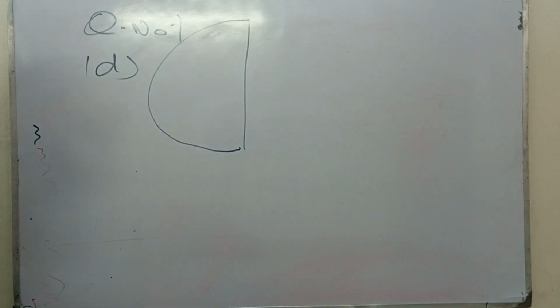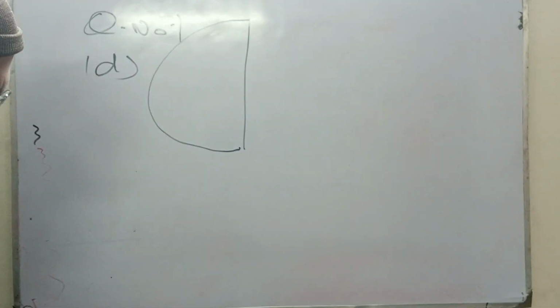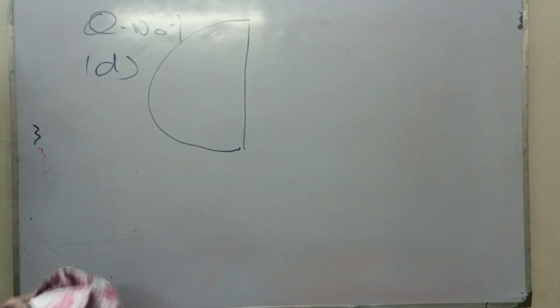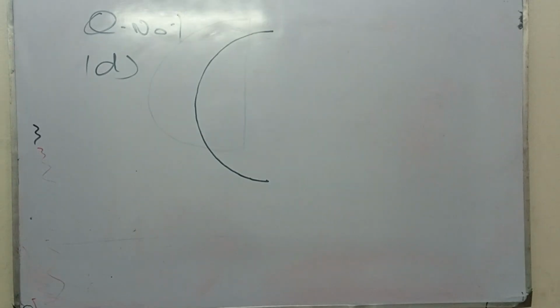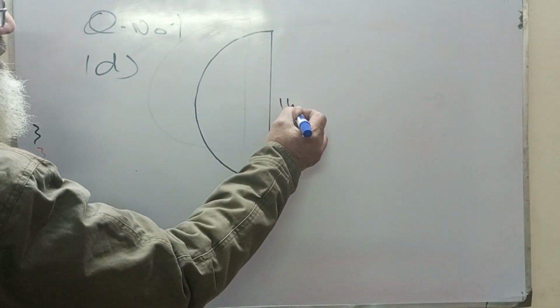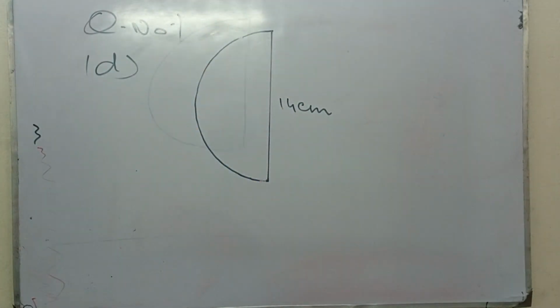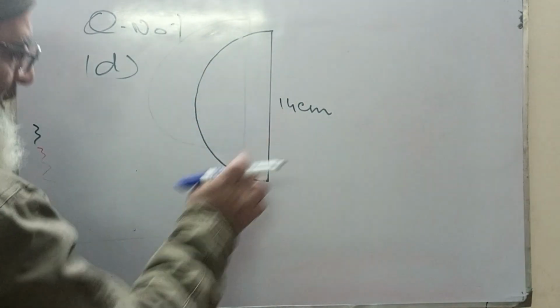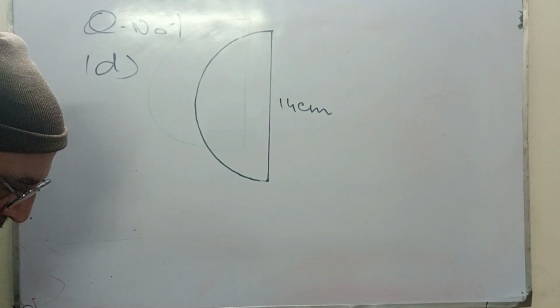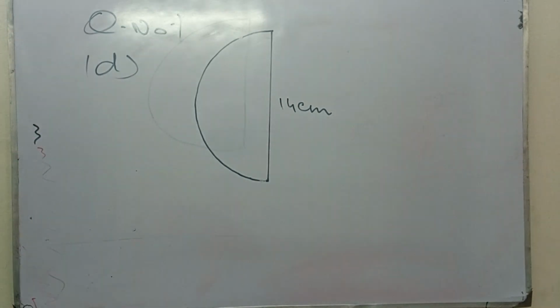If you want to take a real picture of this, you can use my compasses. Well, this is a semicircle, and what is given to us is 14 centimeter, which is its diameter. From here to here, it is diameter and it is 14 centimeter. And what we have to find is circumference and area in terms of pi.